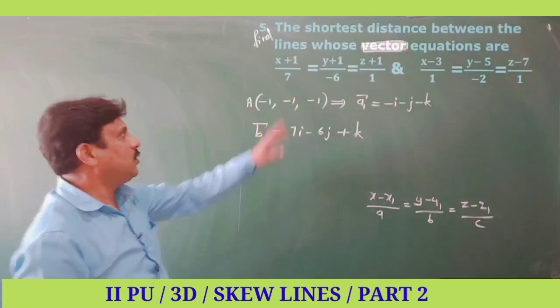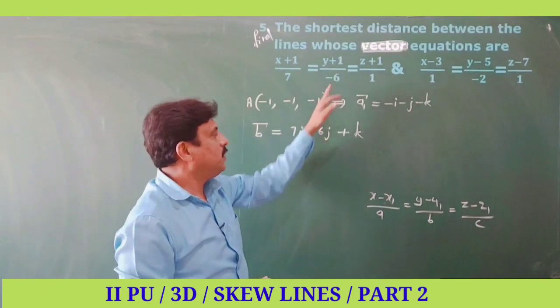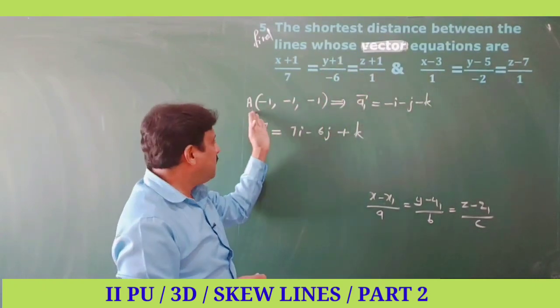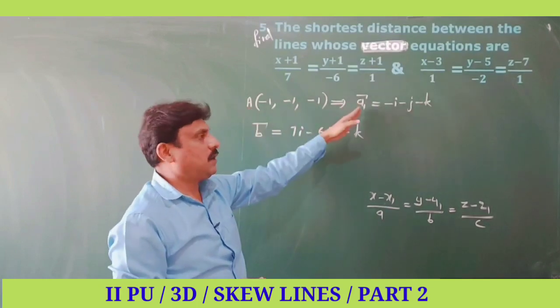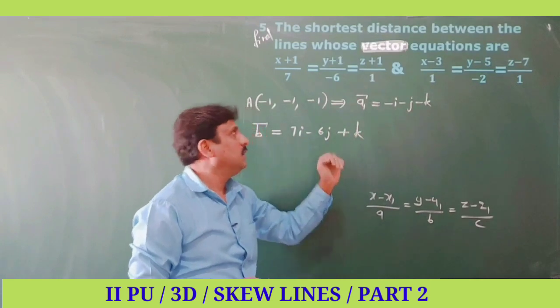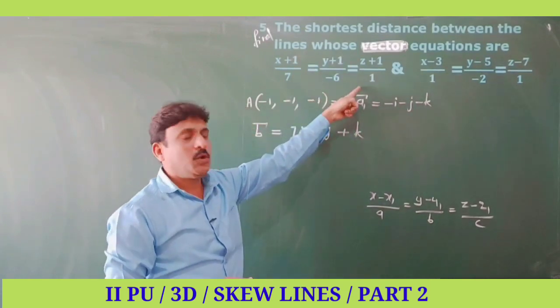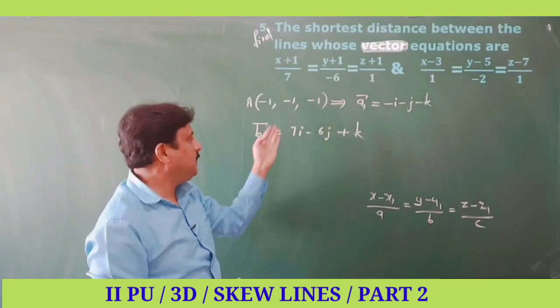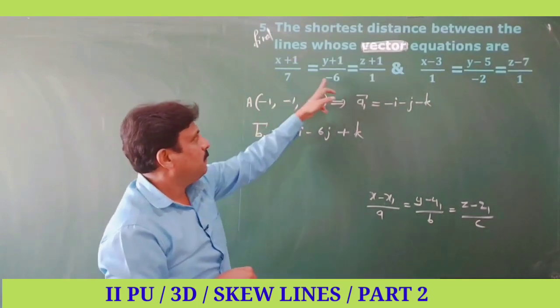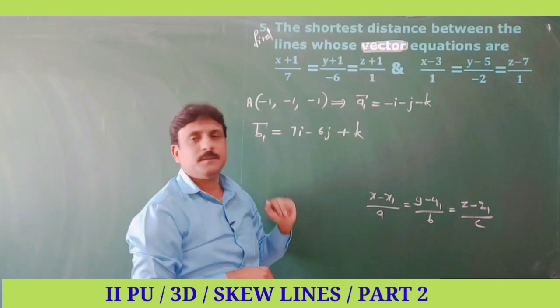This is the first point, x equals minus 1, y equals minus 1, z equals minus 1, the first line point. Call that point A, its position vector of the first line is a1 equals minus i minus j minus k. 7, minus 6, 1 is the direction ratio, call it b. Here for the first line, b1 equals 7i minus 6j plus k.